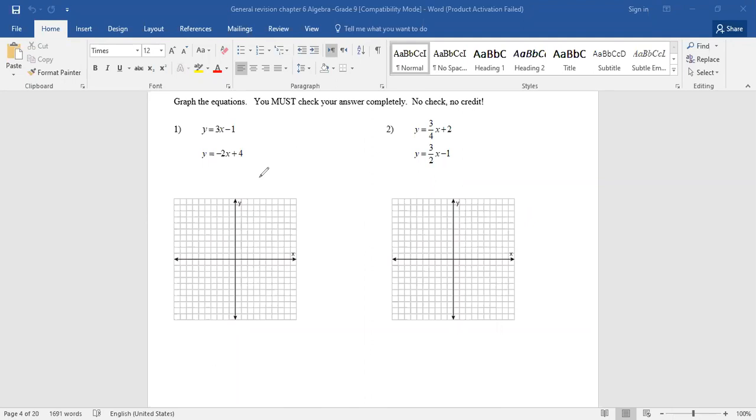3x minus 1 equals negative 2x plus 4. But this way, you are looking for the answer directly without graphing, right? You use the substitution method. But we are looking for graphing. We want to solve this one by graph.